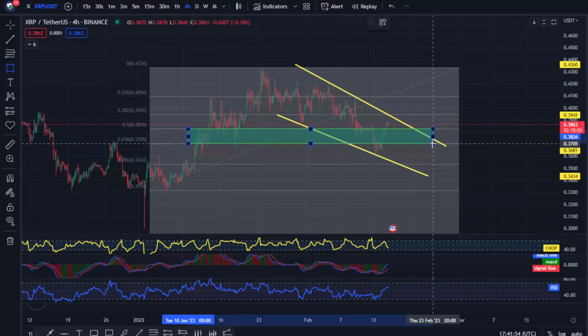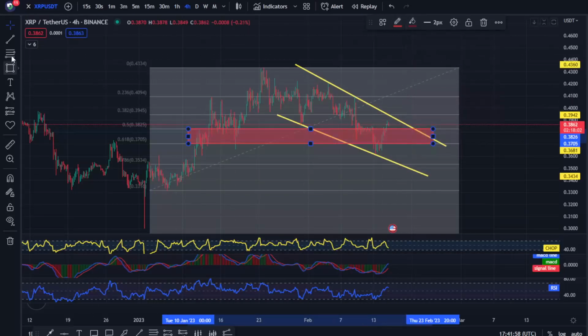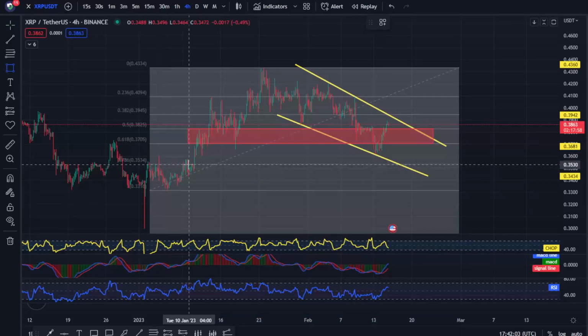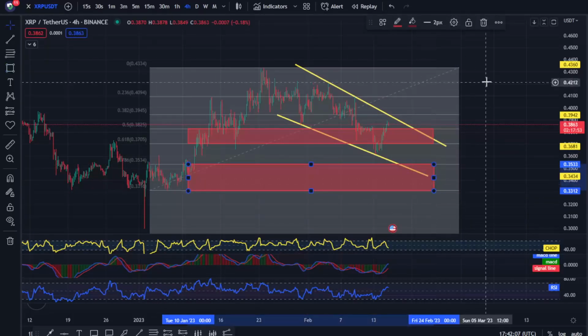And here in the first place we have a support zone from 38 cents to 37 cents. When the price falls below this zone, we have a second zone of strong support from 35 cents to 33 cents.